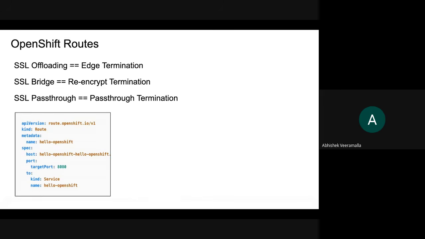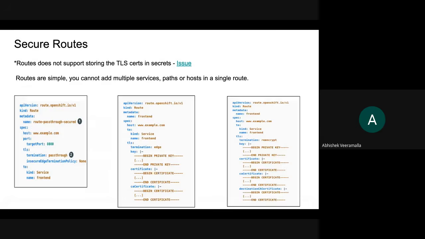So coming to OpenShift Routes, the terminology is slightly different. SSL offloading is called edge termination. SSL bridge is called re-encrypt termination, and SSL pass-through is called pass-through termination. More or less the concept is similar, but the naming convention is slightly different.